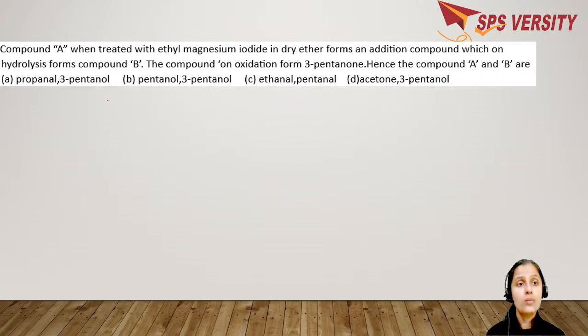We have the next question. Compound A, when treated with ethyl magnesium iodide in dry ether, forms an addition compound which on hydrolysis forms compound B. The compound on oxidation produces 3-pentanone. Hence the compounds A and B are.